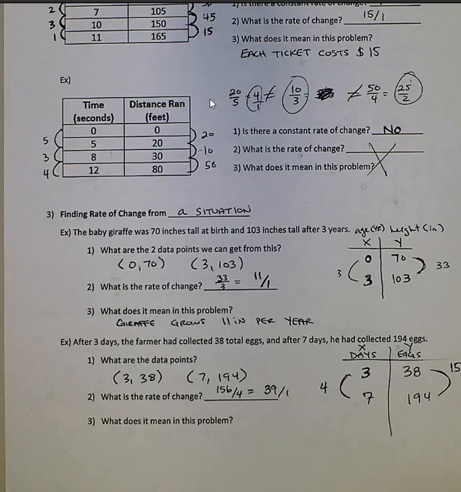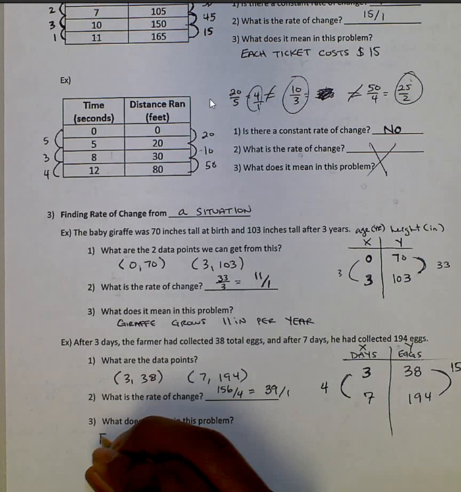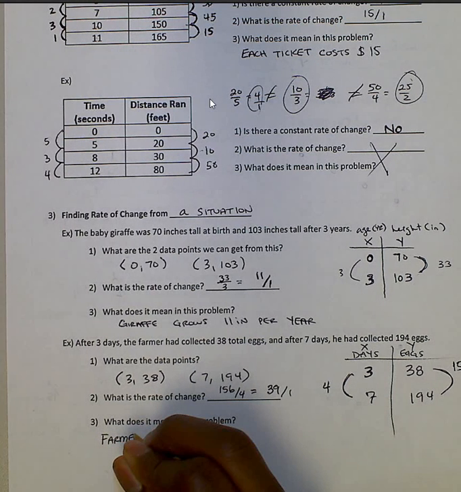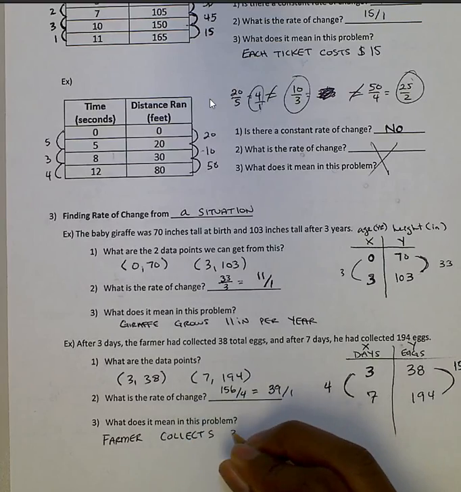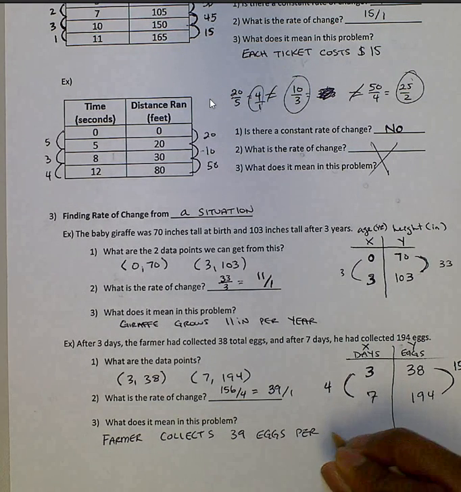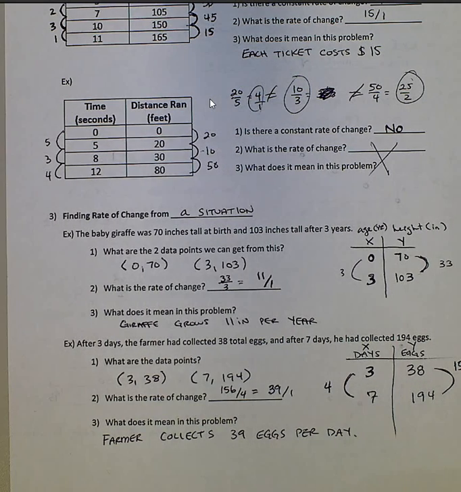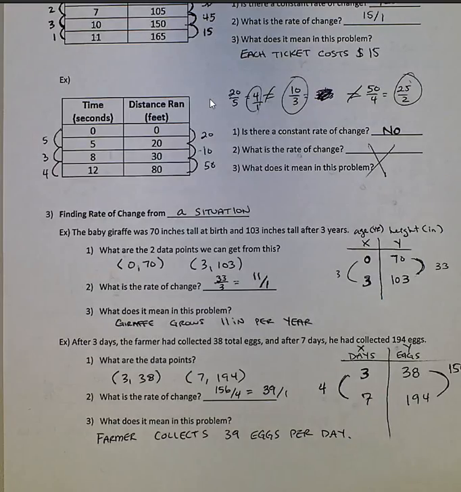units into consideration when we're asking what does this mean to us. What it means is that the farmer collects 39 eggs per day. The farmer could collect however many eggs he wanted, but based on the situation that we have, he collects 39 eggs per day.